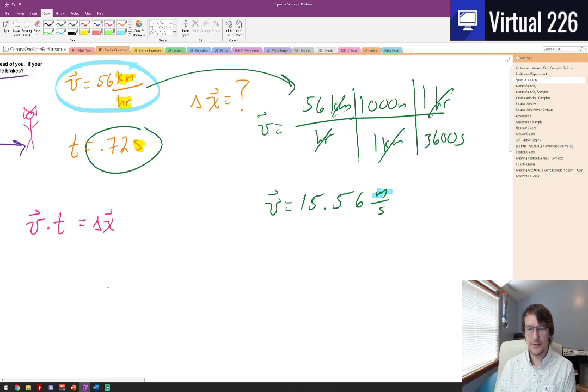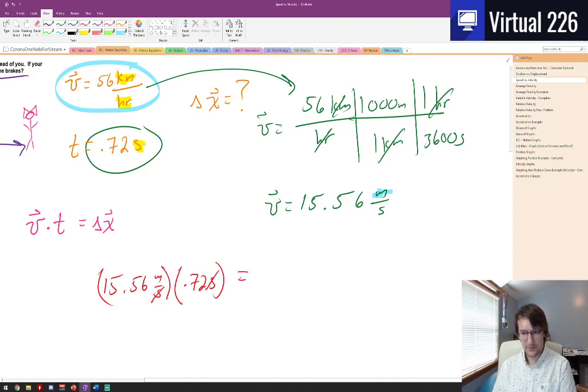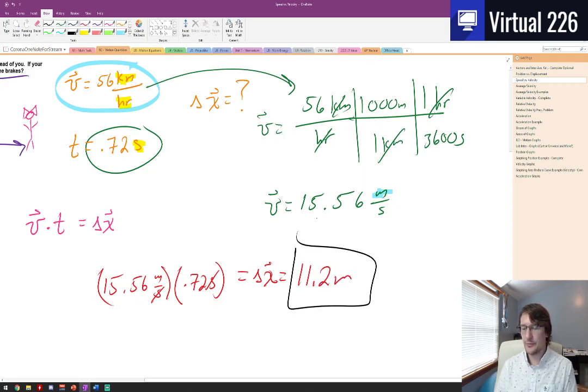We can say 15.56 meters per second times the time of 0.72 seconds. The seconds are going to cancel and divide out, which will give us our delta x. And our delta x in this case is 11.2 meters. Which, if you're like, well, how far is 11.2 meters?